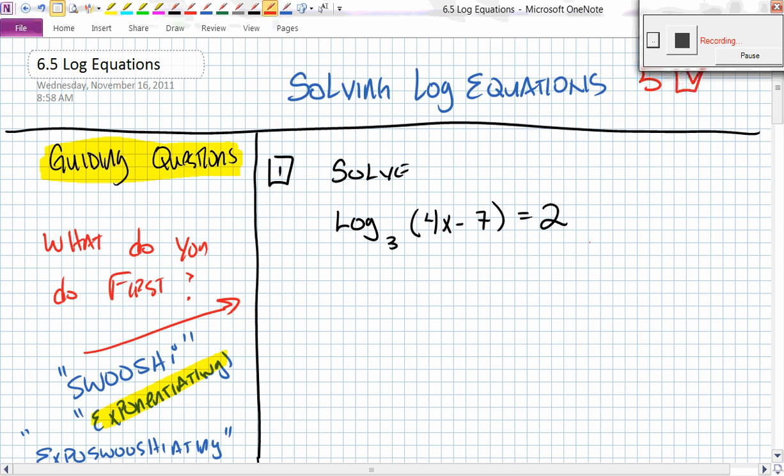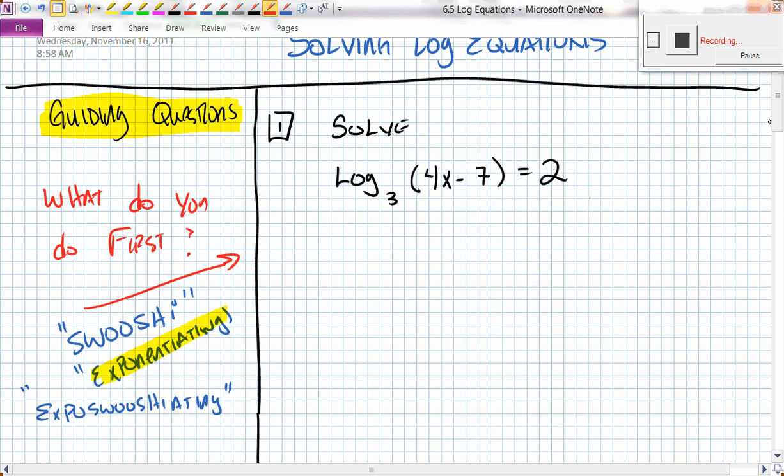And here it is. What we're going to do is solve logarithmic equations. And solving a logarithmic equation looks scarier than it actually is. So when you look at that, the question you ask yourself is, what do you do first? The thing you do first is exponentiate, or basically just change from log form into exponential form. First period called that swooshing. So basically take the 3, raise it to the power of 2, and you get back 4x minus 7. So that's what you do first. We call that 3 squared is equal to 4x minus 7.